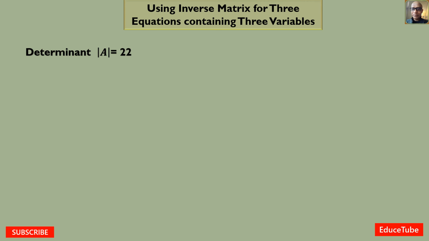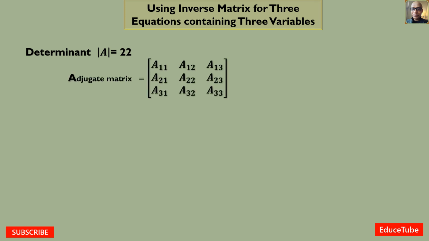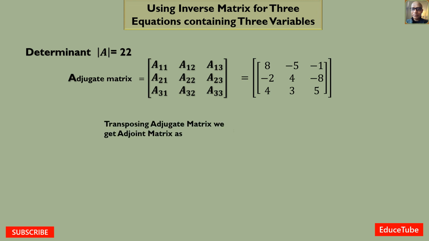So in previous slide we have seen determinant was 22 and adjugate matrix already we have seen in the last slide. We got this one, and now we need to find transpose of adjugate matrix. It will be called adjoint matrix. So what is transposing? It means this matrix row, it will be column here. This second row will be column here. This third row will be column here. So this matrix will be called adjoint matrix.